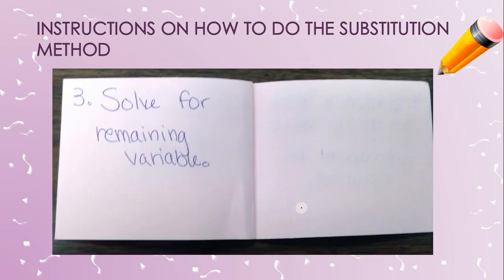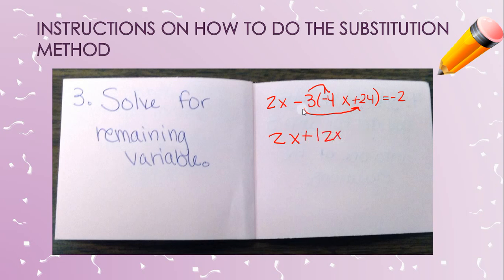Step 3. What we need to do is solve for the remaining variable. On your last step here, let me write it down. There we go. So we're going to solve for x. Let's distribute that negative 3 in. So we're going to have 2x, negative 3 times a negative 4x. We know that to be a positive 12x. Negative 3 times a positive 24 is a negative 72. Still equal to negative 2 there.